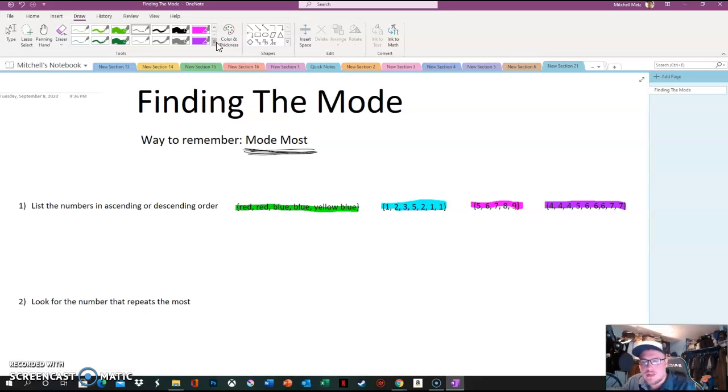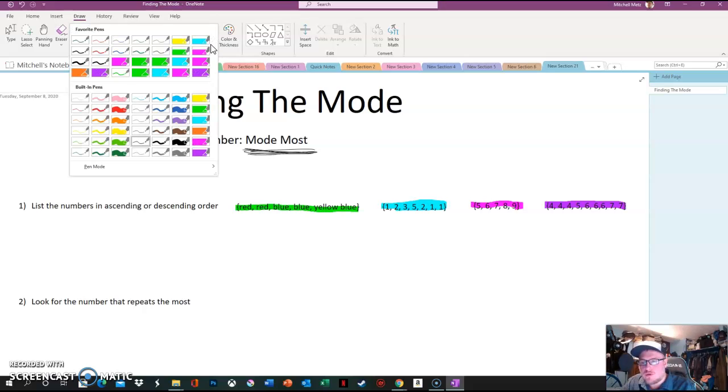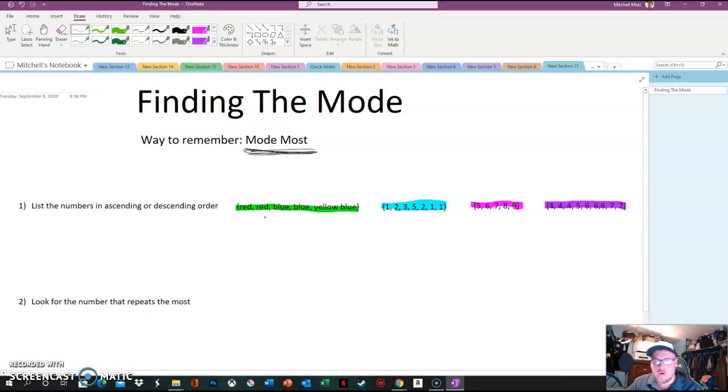All right, so let's do the first one. The first one's not really a real data set, but it is going to show you the idea behind this. I have a list of colors: red, red, blue, blue, yellow, blue. I'm going to organize them alphabetically. B would go first, so I'm going to do blue, blue, blue, because I see 3 blues.